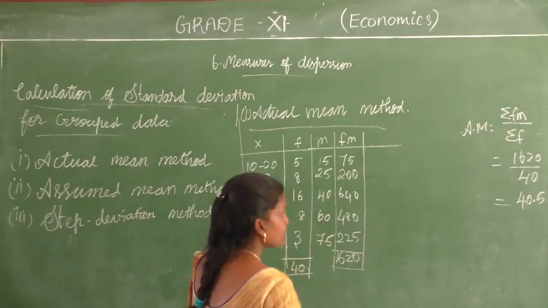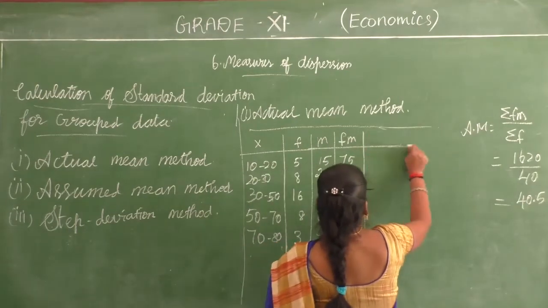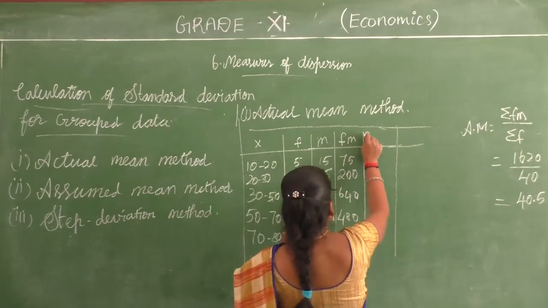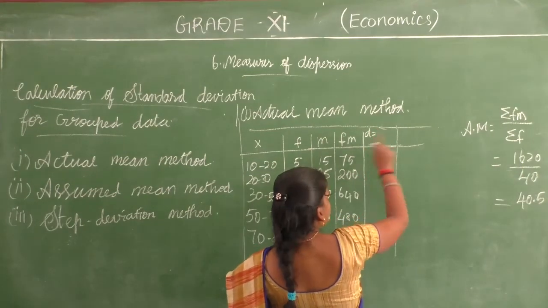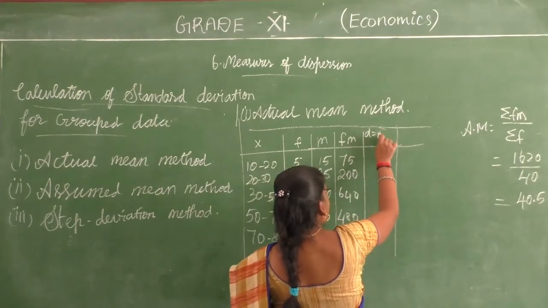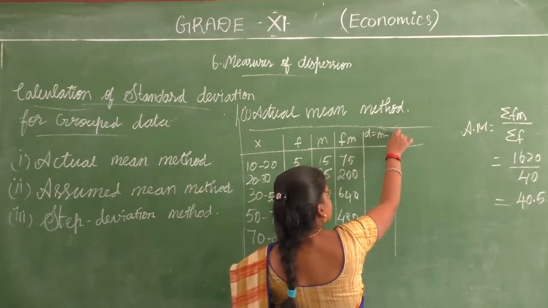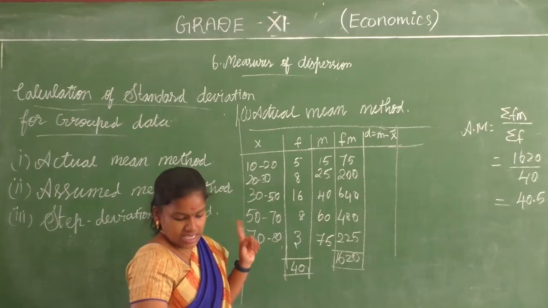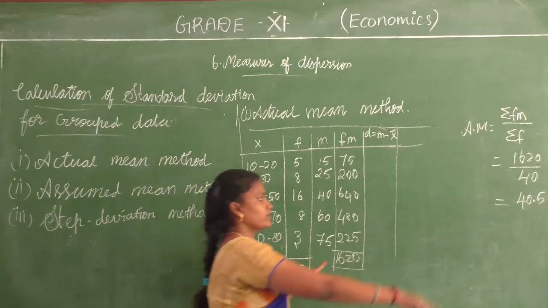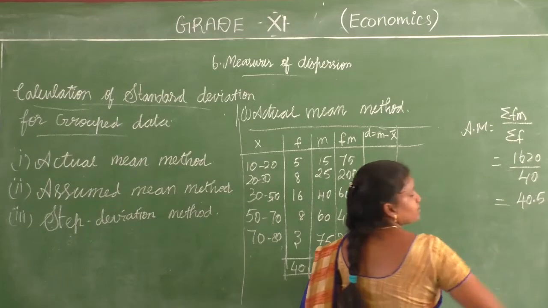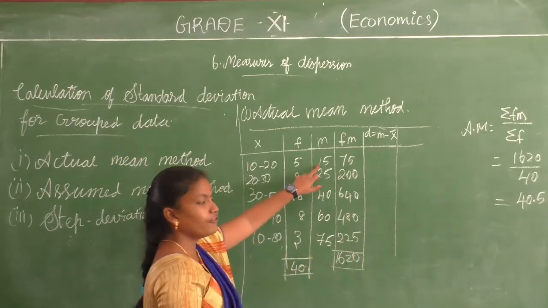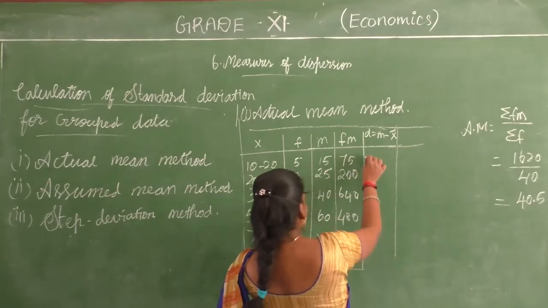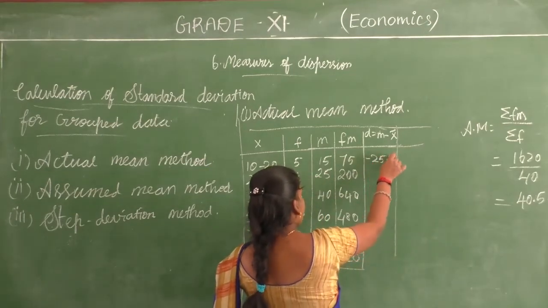D dash. D is equal to, make notes in your books. Okay. So D is going to be your M minus X bar. Okay, not your X, children. M minus X bar, that is 40.5. And what is your M? 15. 15 minus 40.5 will give you a value of minus 25.5.